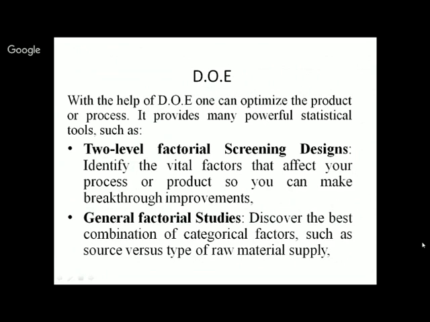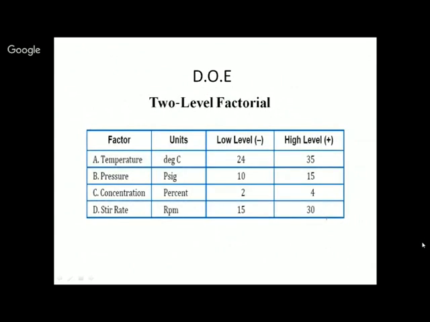What is the 2-level? For example, there are 4 factors: temperature, pressure, concentration, and stirring rate. Each has 2 levels: a low level and a high level. For example, the temperature high level is 35 degrees and the low level is 24 degrees. So it is a 2-level factorial problem.